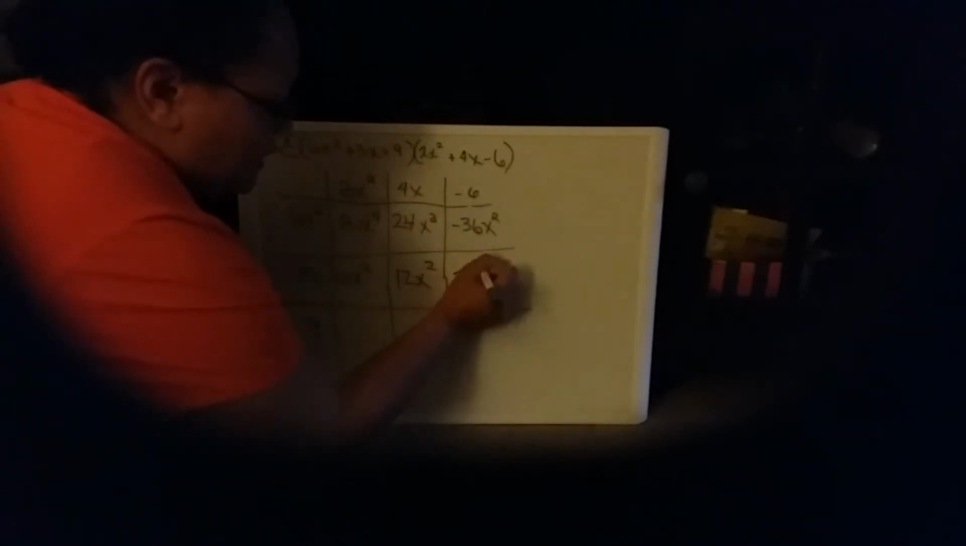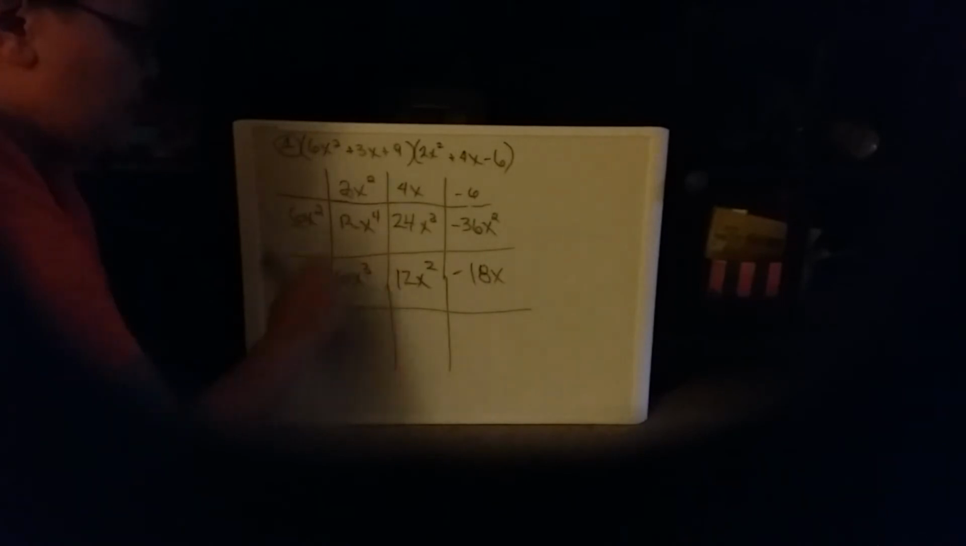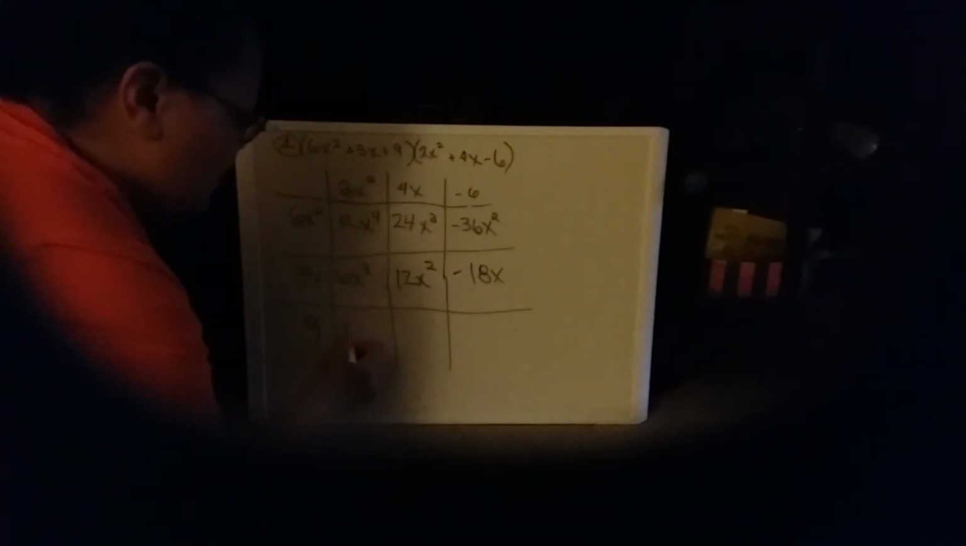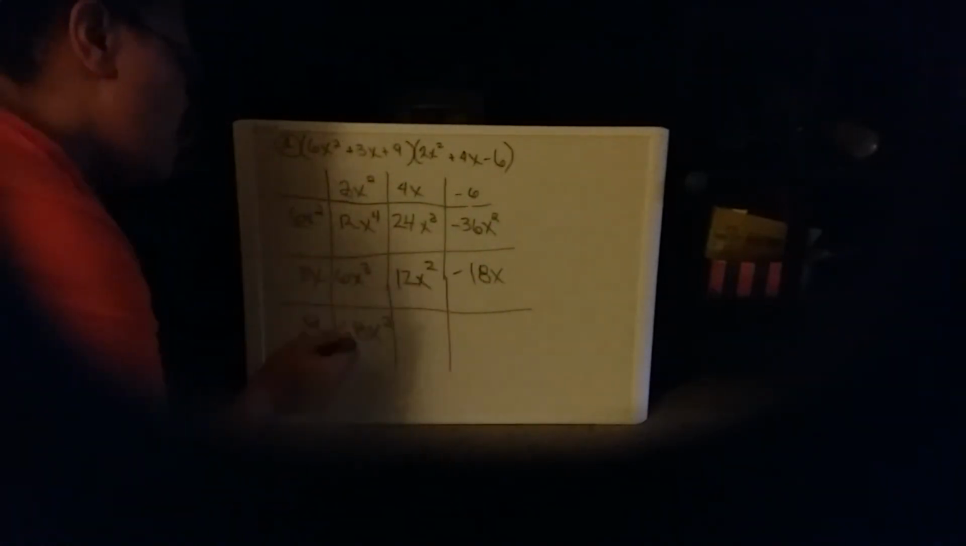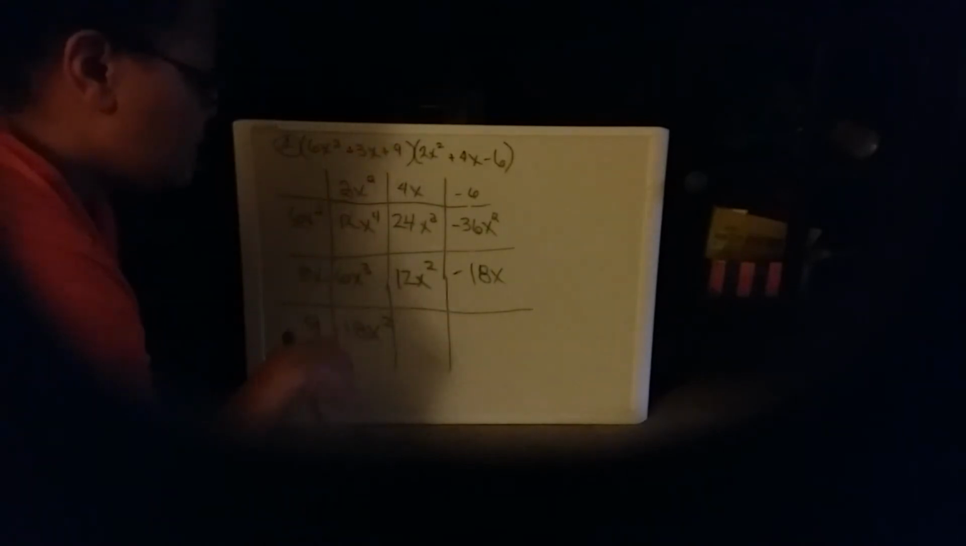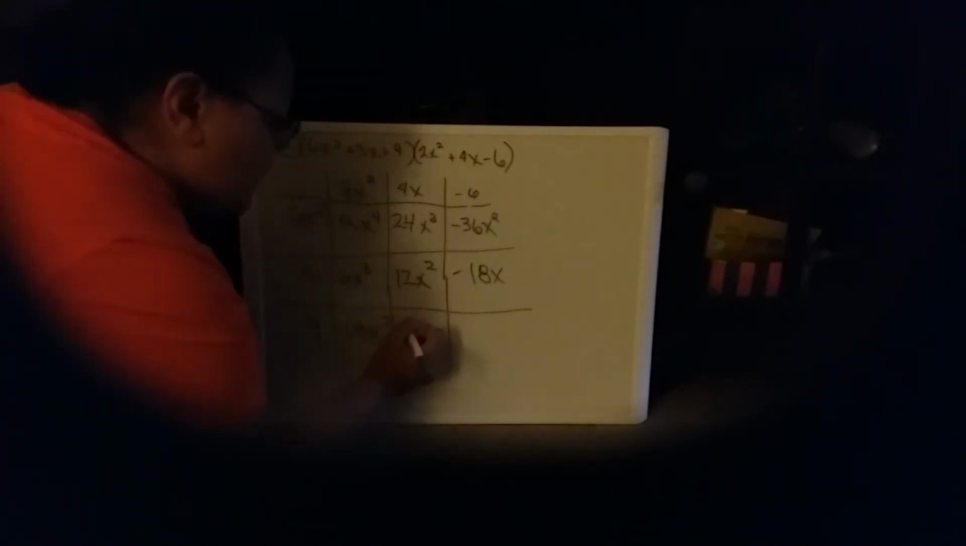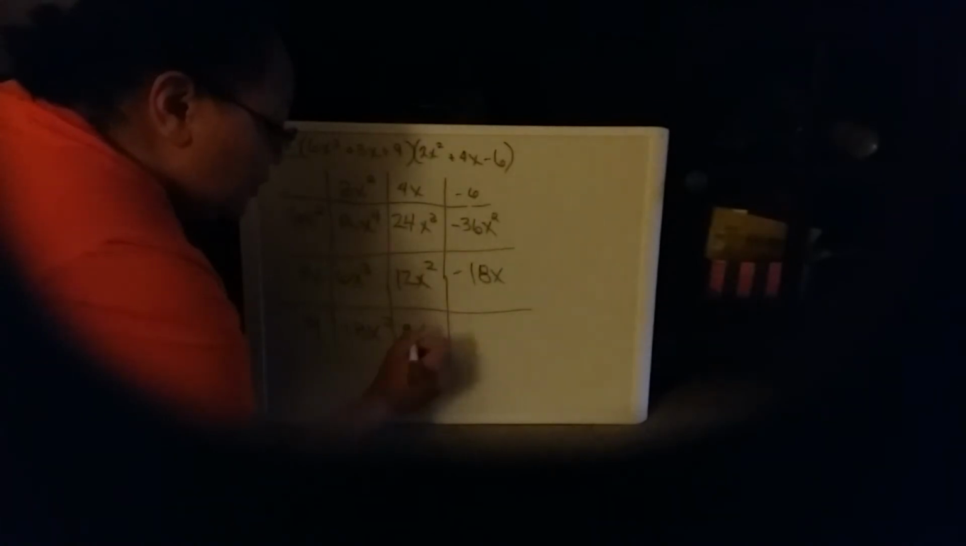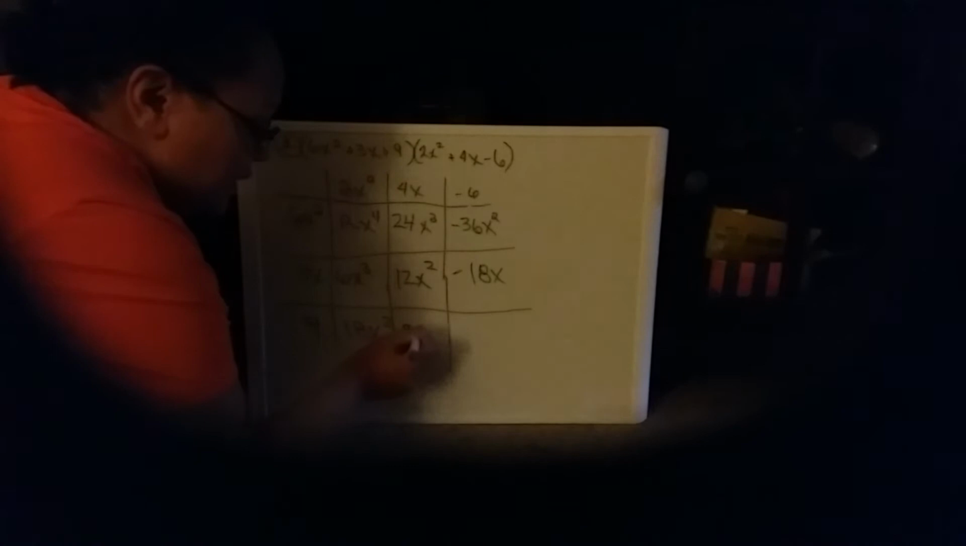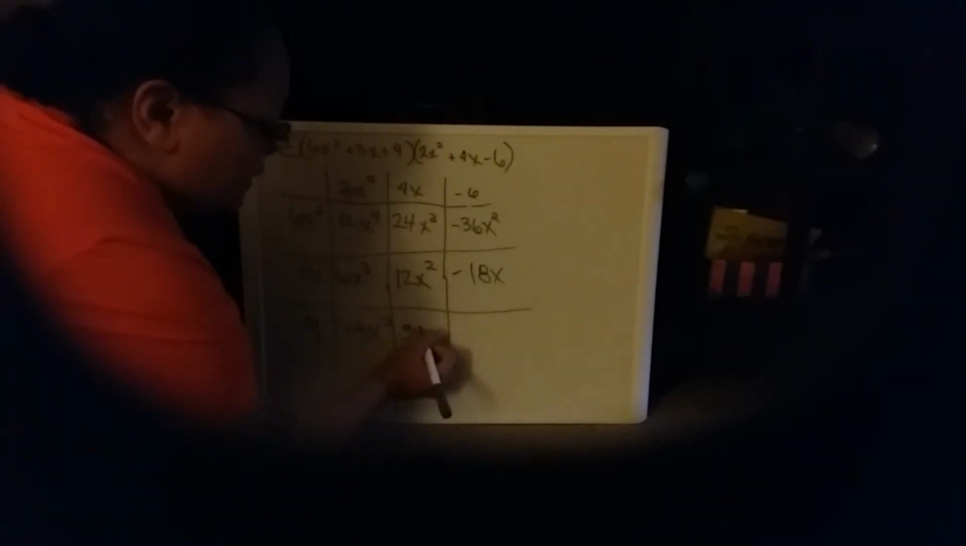Alright, so 3x times negative 6 is negative 18x. Yeah, that's right. Alright, so now last term, 9 times 2x squared is 18x squared. There's no more exponents to add anymore, which is great. 9 times 4 is, what the heck is 9 times 4? 36. 36. Oh my goodness gracious. This video is a hot mess. 36x.